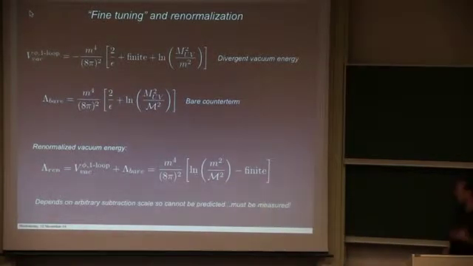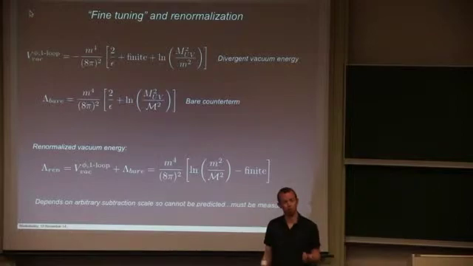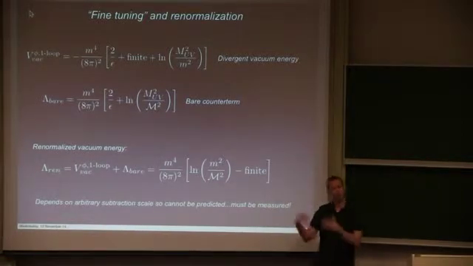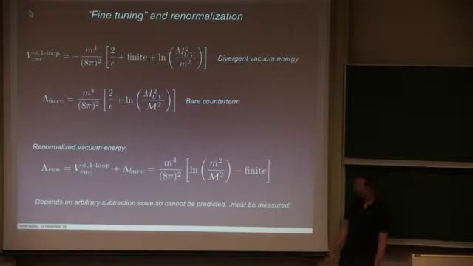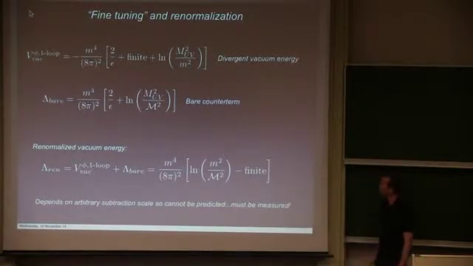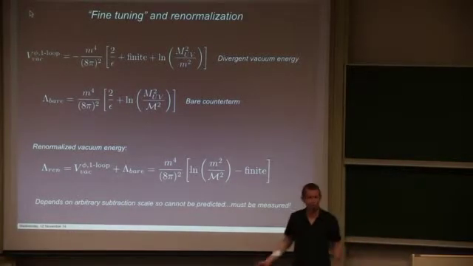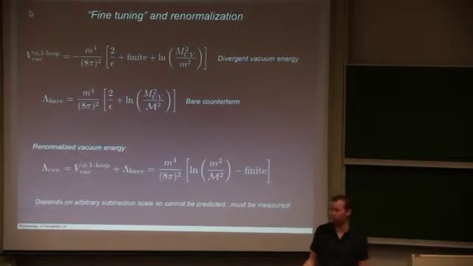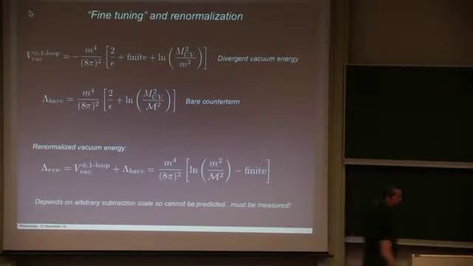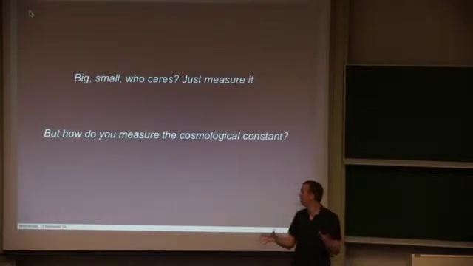And what that's telling you is that you cannot predict the value of this cosmological constant, not within the language of effective field theory that we're using here. So if you can't predict it, what else have you got to do? Well, you just measure it. That's what you do in these scenarios. So stop fretting about trying to predict it. Until you know the full theory of everything, even if such a theory exists, there's no way you can predict it. You just measure it. Big, small, who cares? Just measure it. Turns out to be small, that's fine.